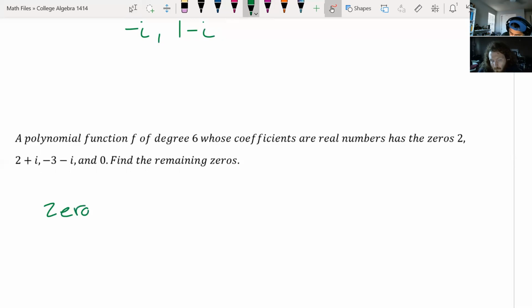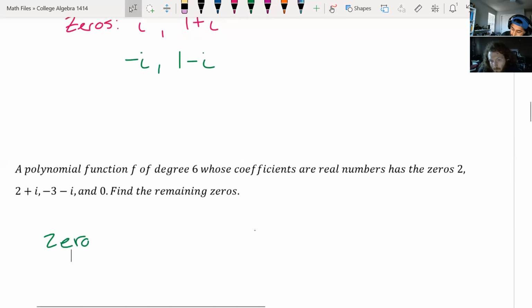There we go. Right. It doesn't want to write.